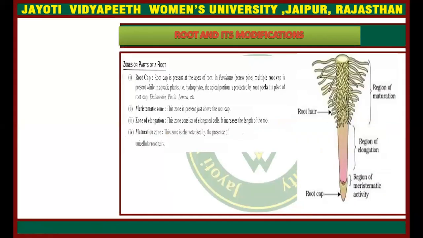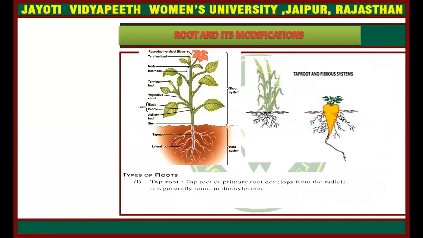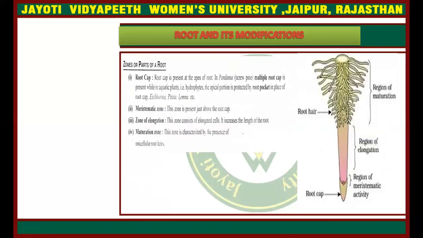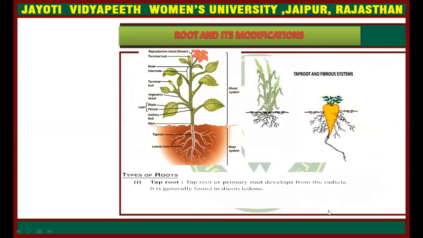Now there are different zones of the root. First is the root cap, which we see over here, and this is the region of meristematic activity, the region of elongation, and this is the region of maturation, which contains root hairs. Now these root hairs are the water absorbing areas of the plant. Now in some plants like the hydrophyte, in the apical portion, there is a root pocket in place of root cap.